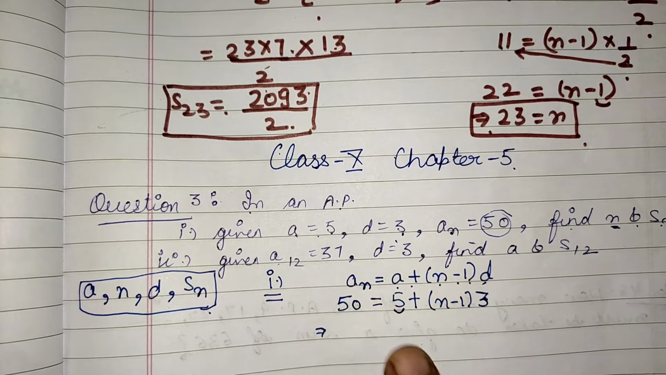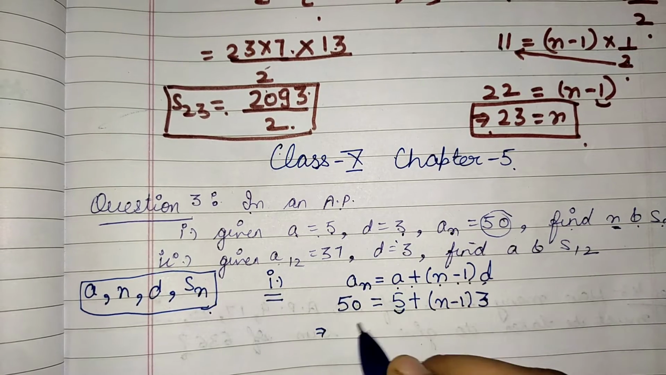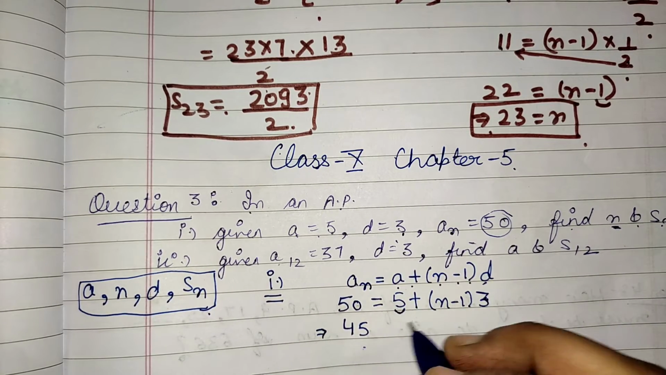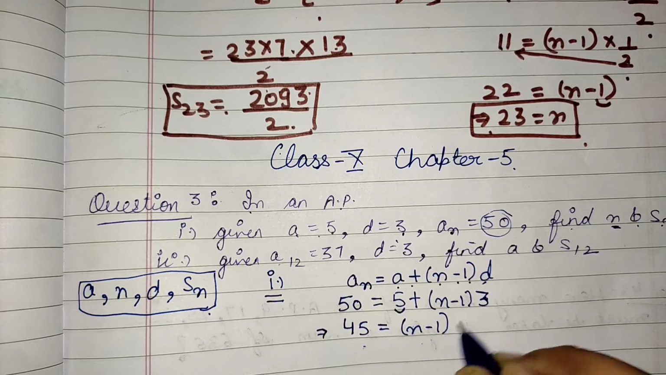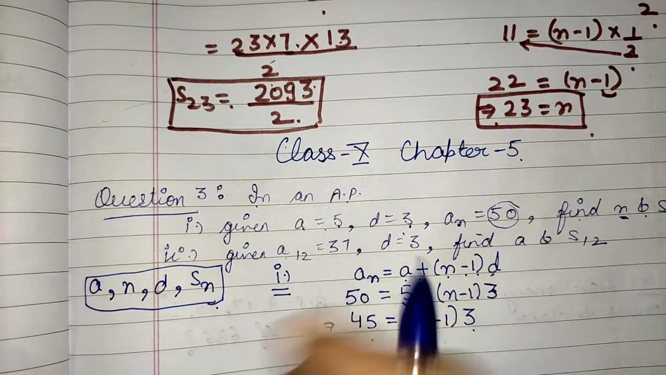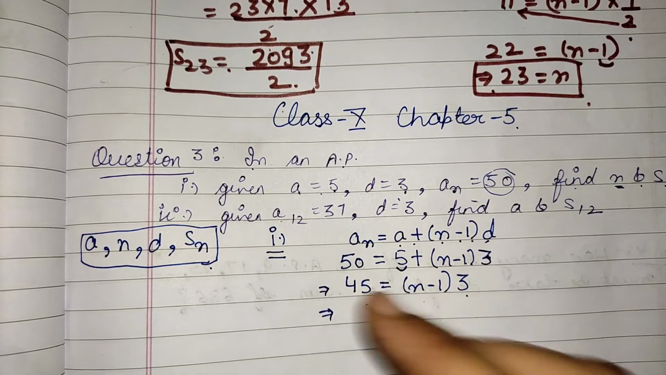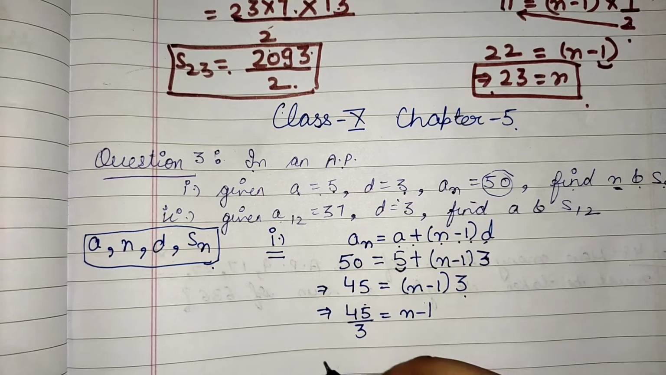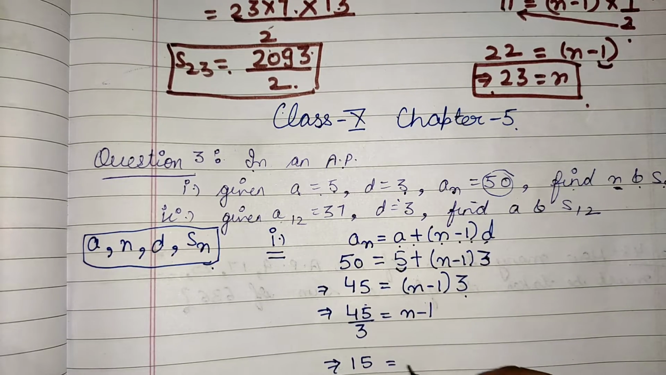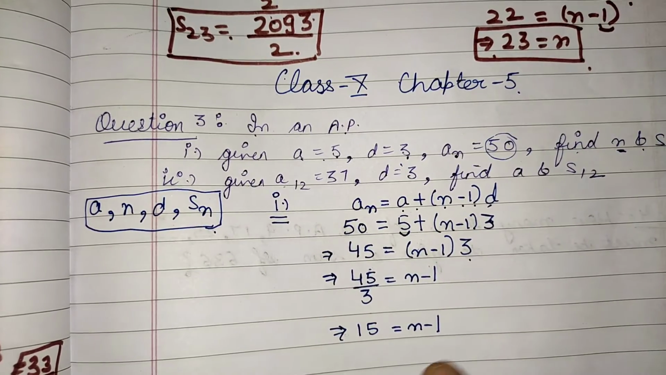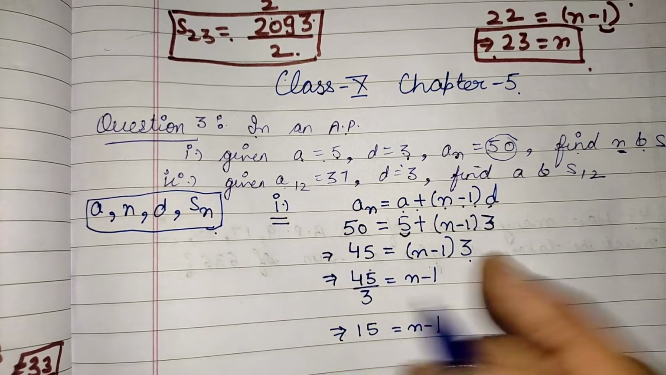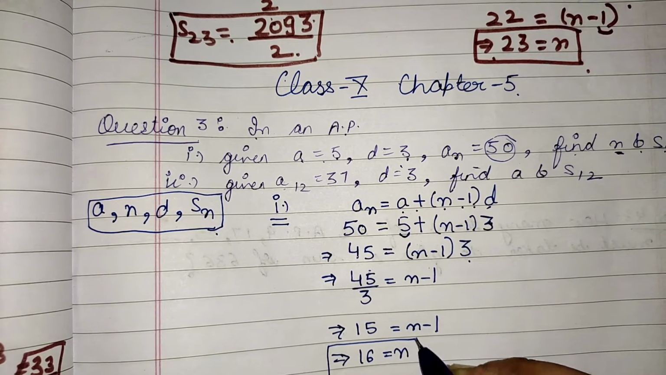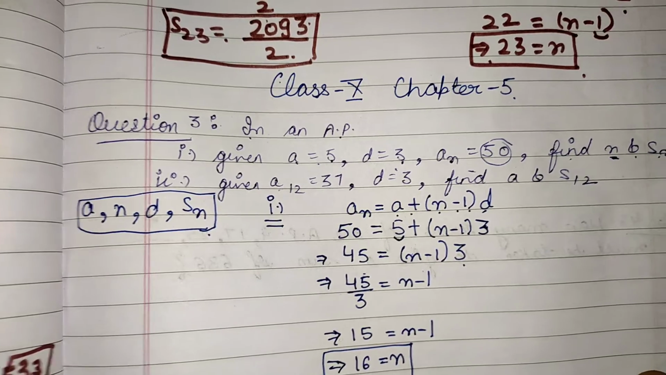So what you will do, 5 is being added here. When it goes to the left hand side, it will be subtracted, so 50 minus 5 becomes 45, which is equal to (n - 1) into 3. This 3 is being multiplied here, so when it goes to the left hand side, it becomes 15 equal to n minus 1. When this 1 is added, it becomes 15 plus 1, which is 16. So the value of n is 16.